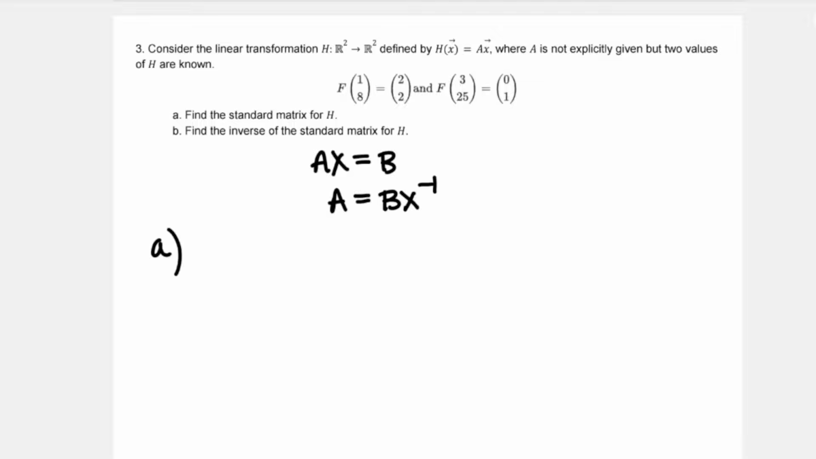I'm going to start with X, and those are our input vectors. So X is going to be (1, 8) and (3, 25). We're just going to package those into a matrix. And then B is going to be our outputs. So B would be (2, 2) and (0, 1).